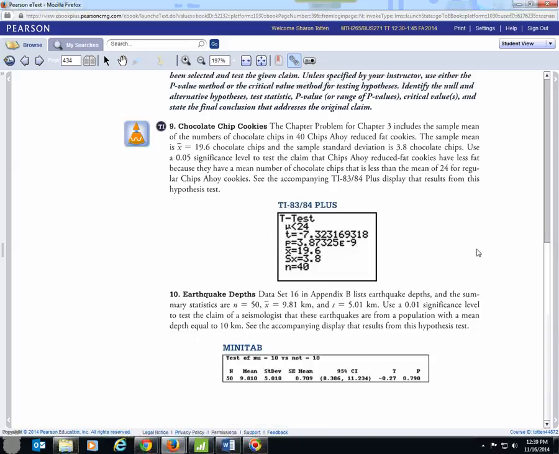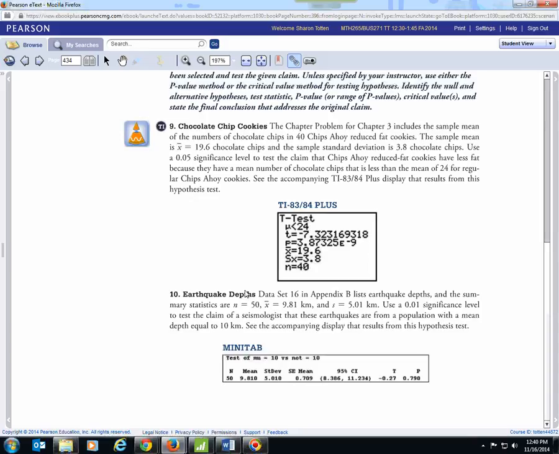Hello again. Today we're going to be looking at section 8.4, which has two topics. We're going to test a claim about a mean, and topic 1 is going to be when we have a standard deviation. We know a sample standard deviation, but we don't know the entire population standard deviation. And then part 2 of this is going to be when we do know the population standard deviation.